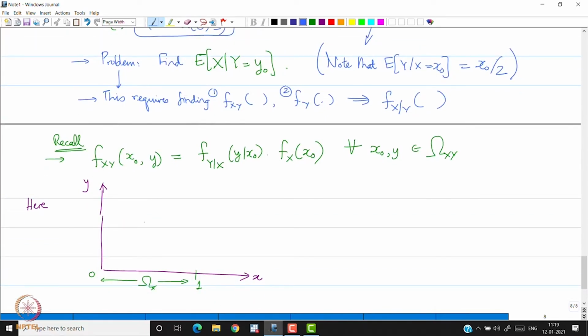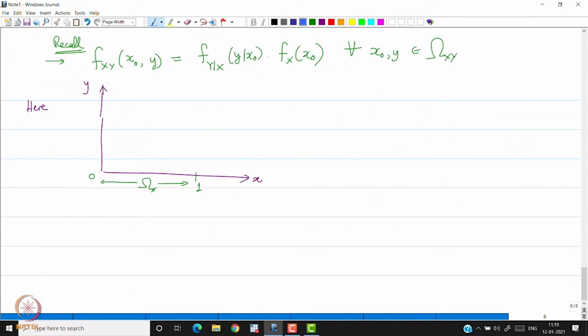That means that given any x naught here, let us say that value of x naught, y takes values in 0 to x naught. So y takes values along this vertical line between 0 and x naught. As small x naught varies between 0 and 1 depending on the value taken by capital X, you get this particular triangular region as the set of values that x and y can jointly take. So for any x naught, no matter where it lies on this interval 0 to 1, the value of y is between 0 and x naught.